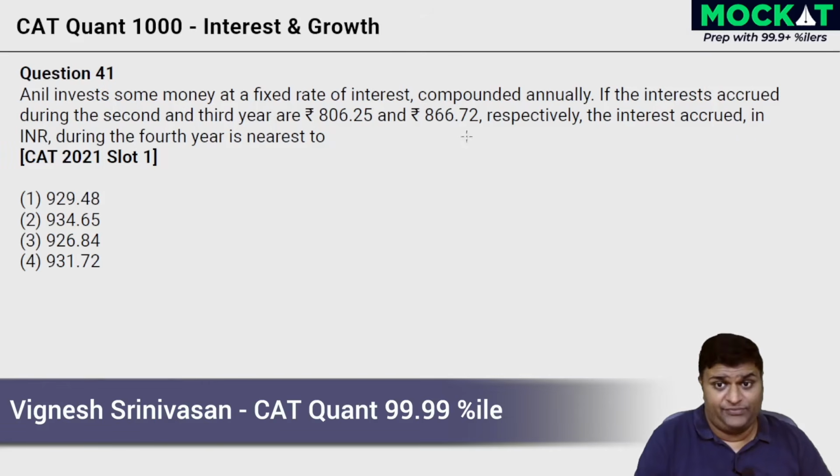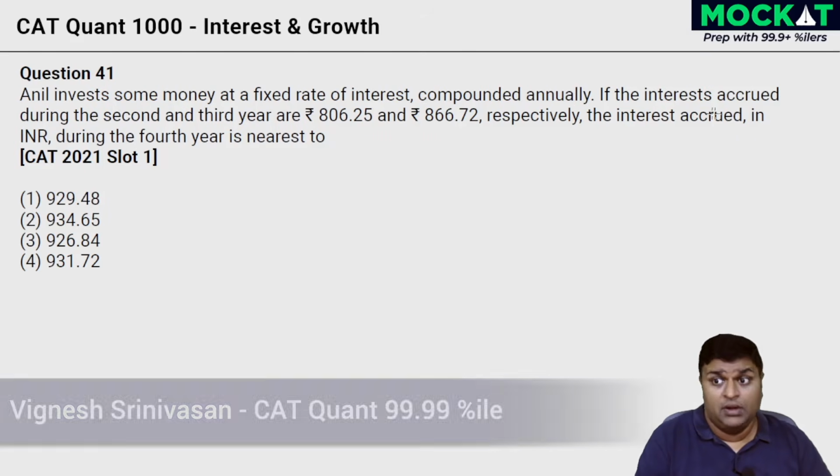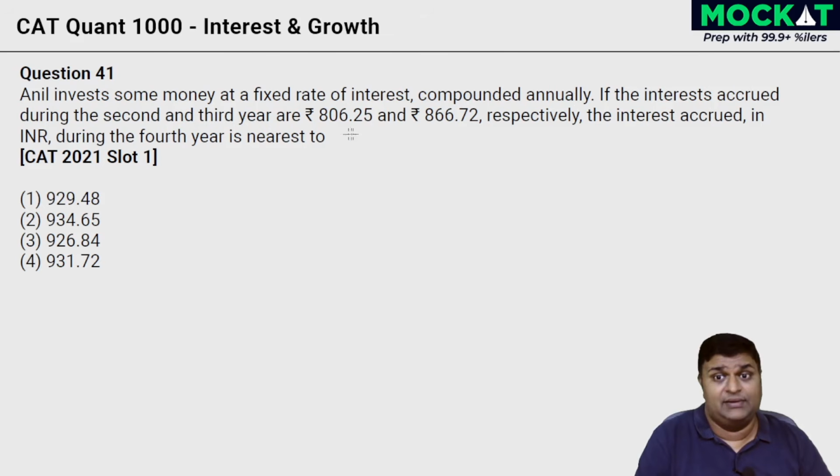Anil invests some money at a fixed rate of interest compounded annually. If the interest accrued during the second and third year are 806.25 and 866.72, the interest accrued in INR during the fourth year is nearest to what?